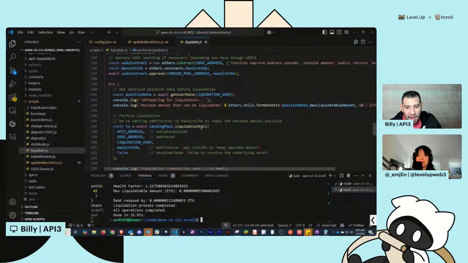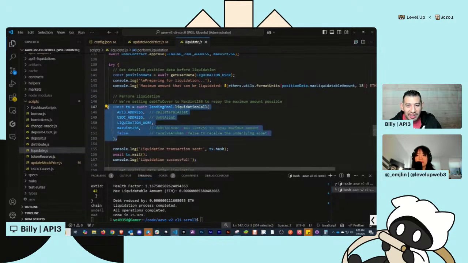But if you look at this one simple transaction, what do you want to get back? What do you want to pay? Who do you want to liquidate? How much do you want to liquidate? And do you want the interest bearing tokens or not? And that's it. This is the one function call that you need to do to perform a liquidation.